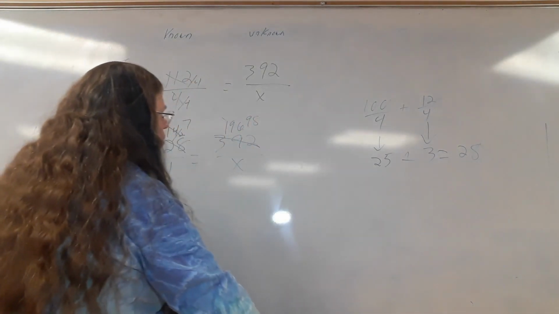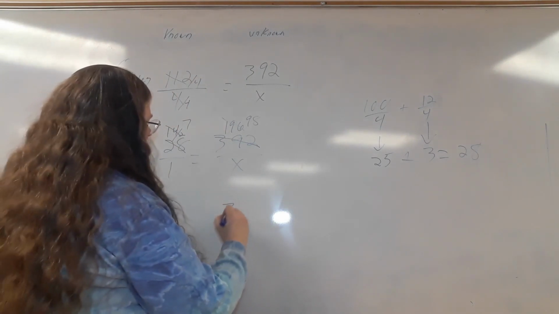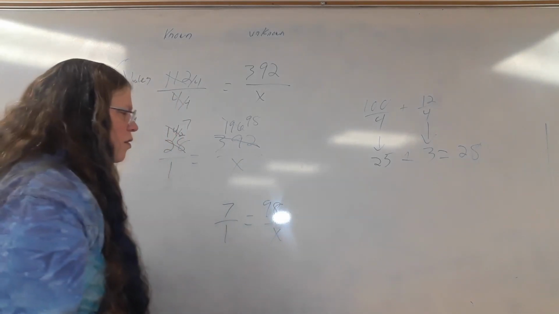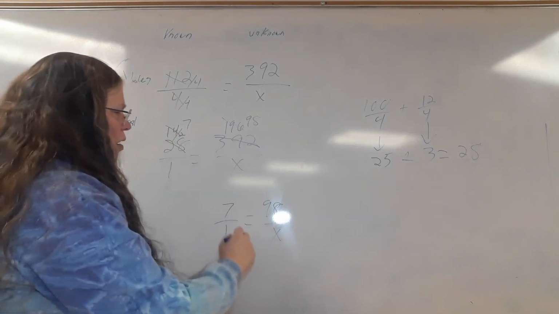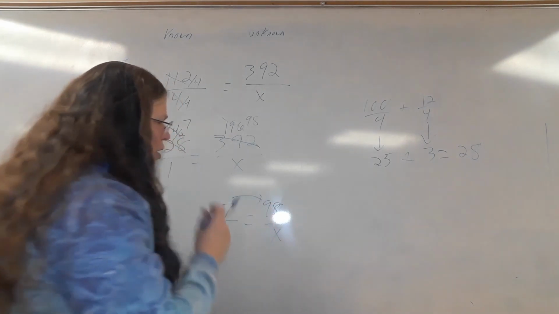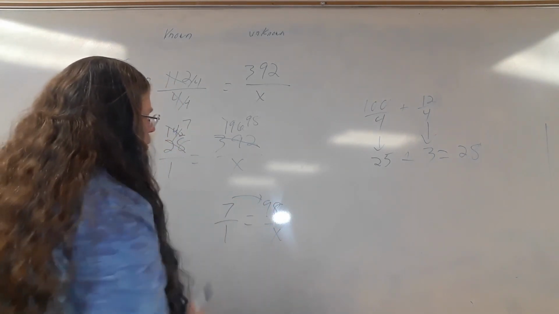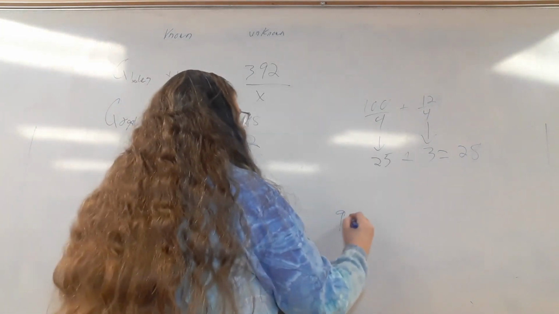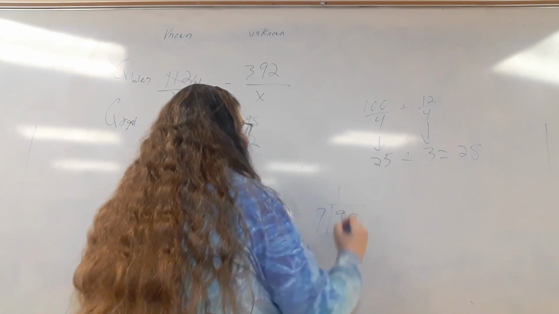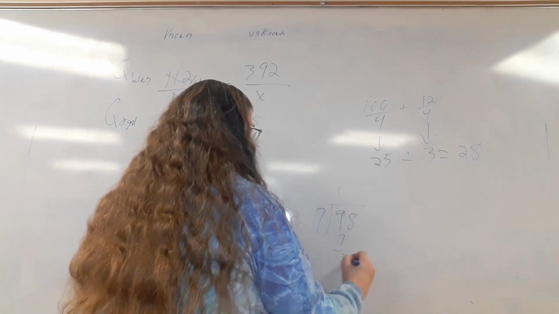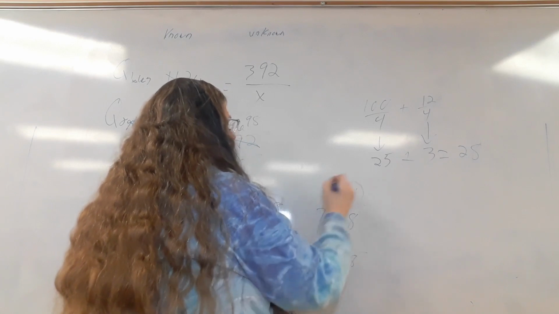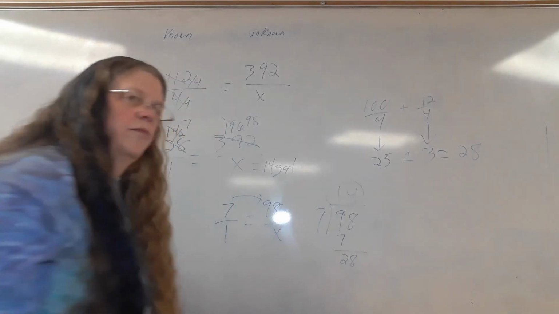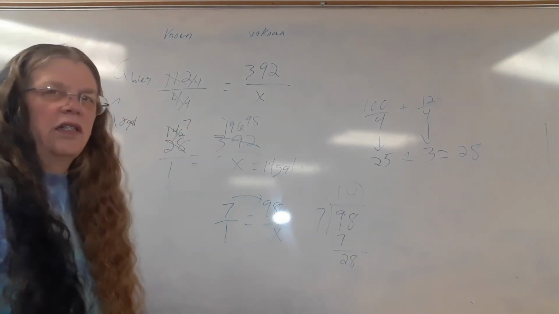All right, this is getting a little bit messy, so let's rewrite it. We have 7 over 1 equals 98 over x. So we need to find this relationship now. 7 is a prime number, so we can't reduce that any further. 98 divided by 7 is 14, so it takes 14 gallons. So that's our answer.